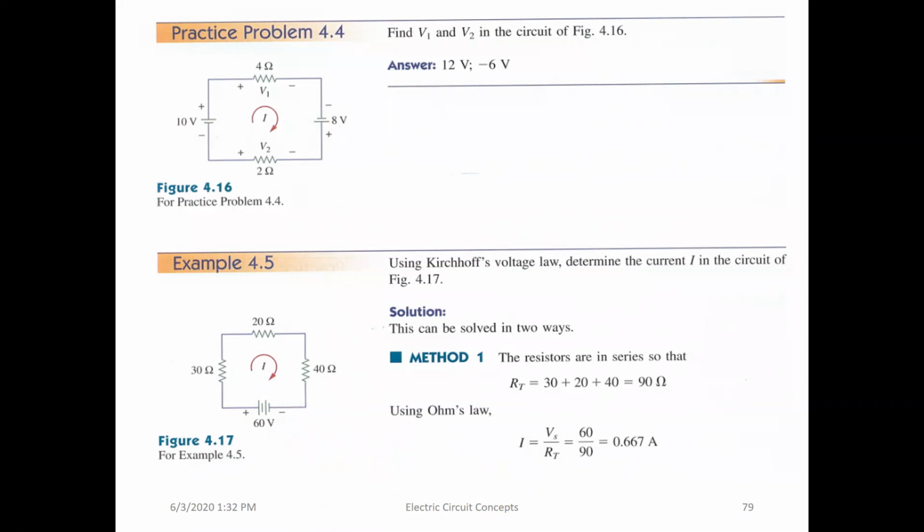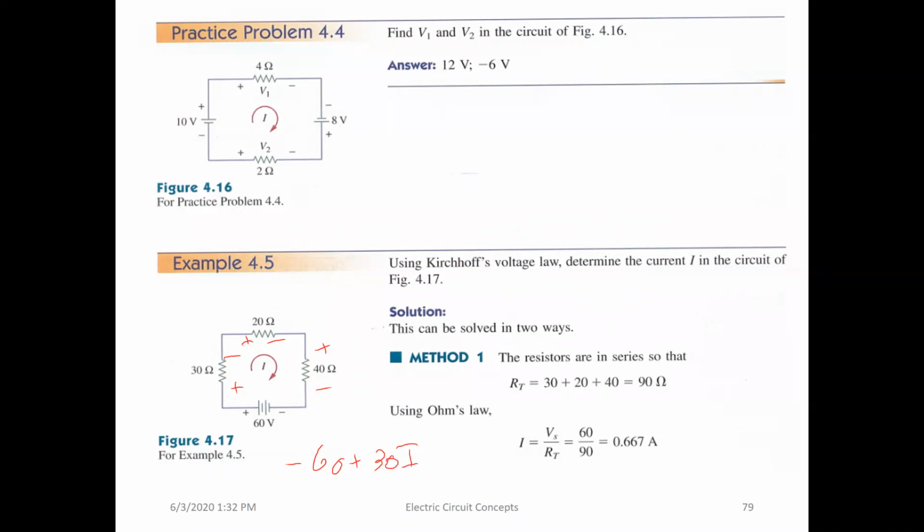Okay, so here we are asked to use Kirchhoff's voltage law to determine the current I. So again, we apply KVL. Again, plus minus, plus minus, plus minus. So minus 60, and then plus 30I, plus 30I. Let me just write it down. Very good.